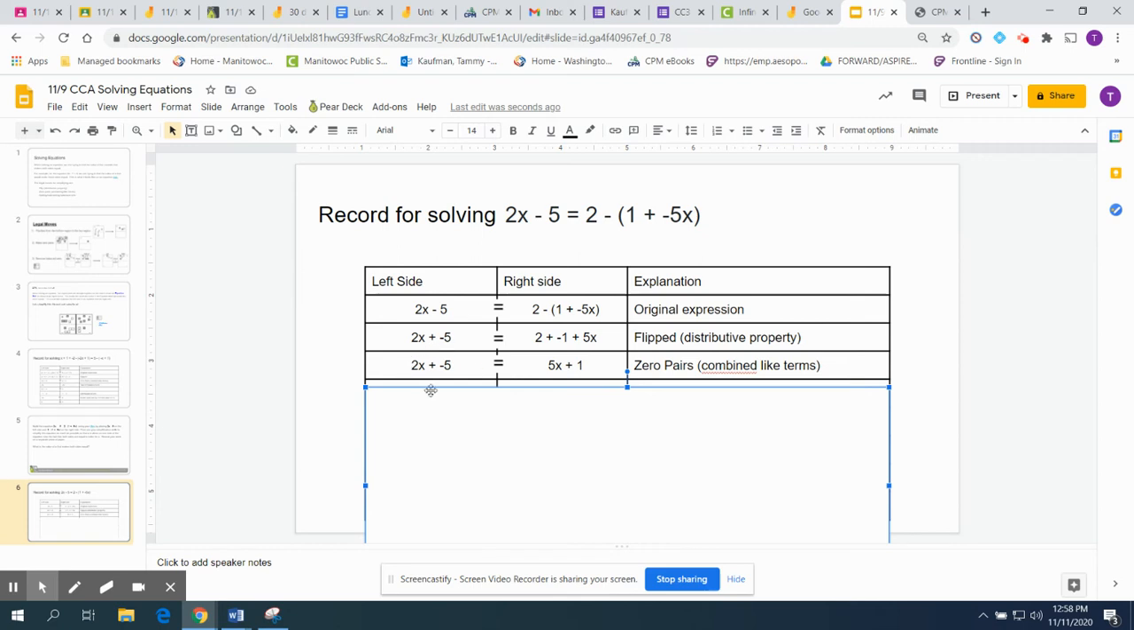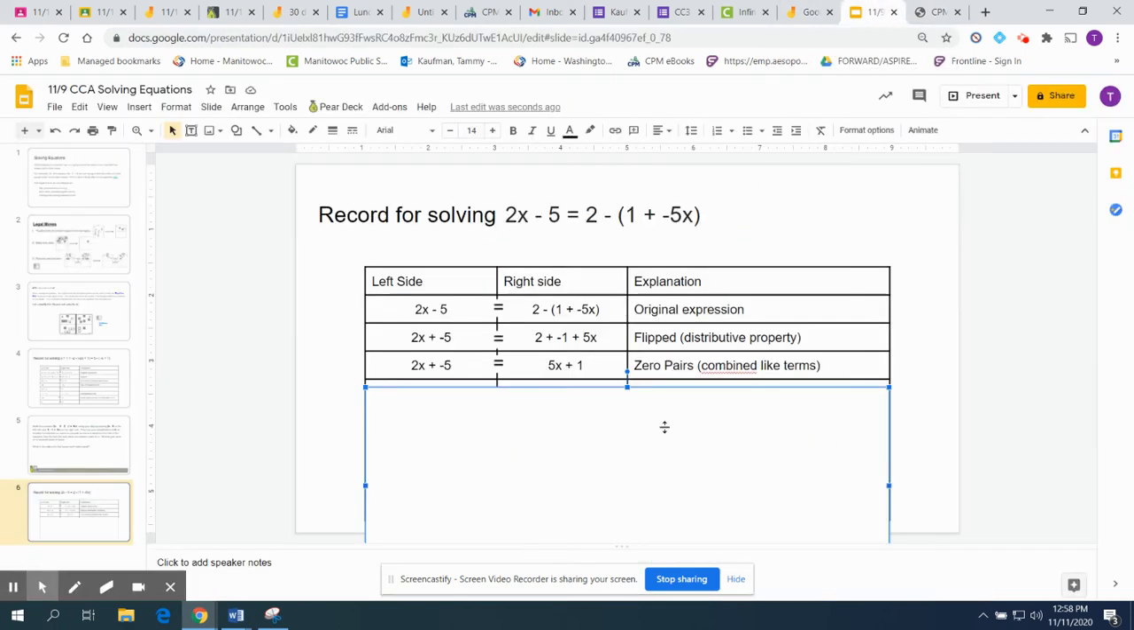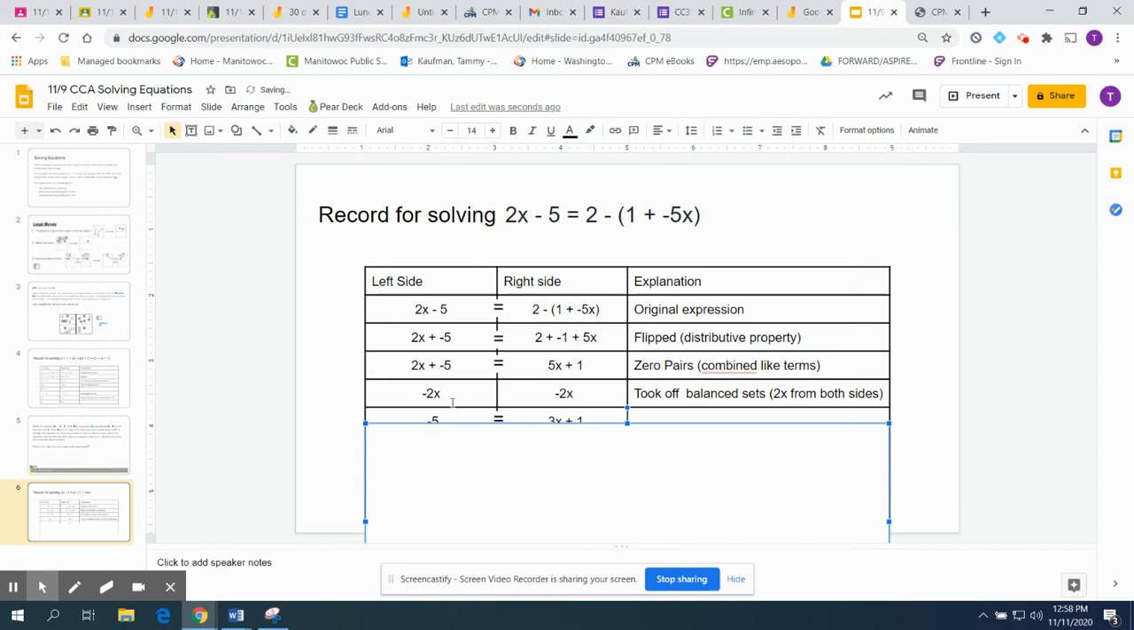Once I get to the point where I have x's and unit tiles on both sides, I can start doing things with balanced sets. So I'm going to take off 2x from both sides, because that's the same balanced set. I can take off balanced sets because they're the same tile on both sides of the equal sign. So I took off 2 x's, and what I'm left with on the left side is negative 5. What I'm left with on the right is 3x plus 1.